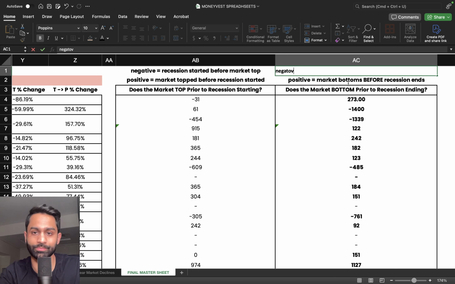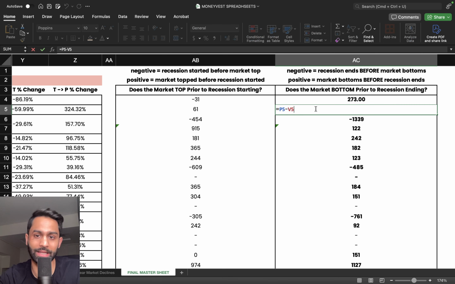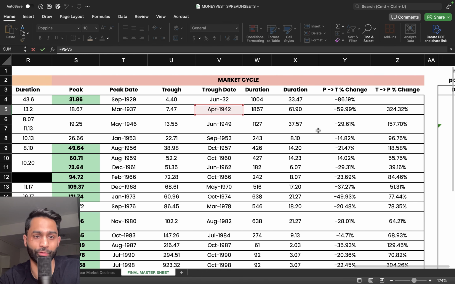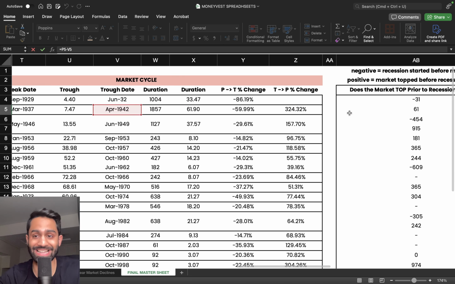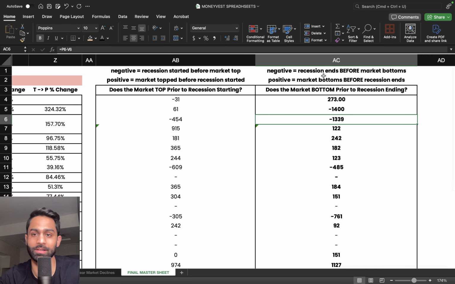And a negative number is going to tell us that the recession ends before the market bottoms. So I just want to be clear here. I'm going to double check the data because it is a bit more confusing. Market bottoms here. There we go. So if it's a negative number, like for example this minus 1400, if you come over to this data point, you'll notice the end of the recession was 1938, and the markets didn't bottom until 1942. So the recession ends before the market bottoms.